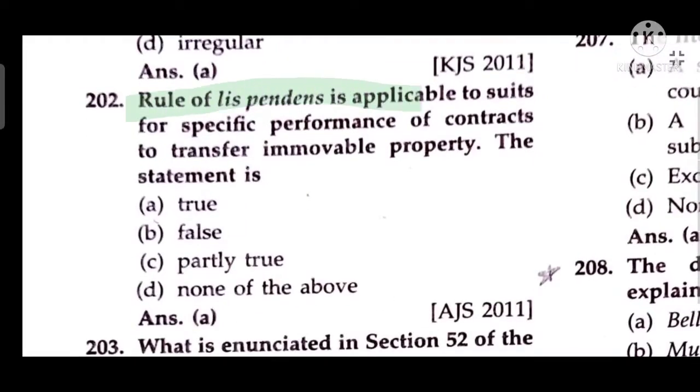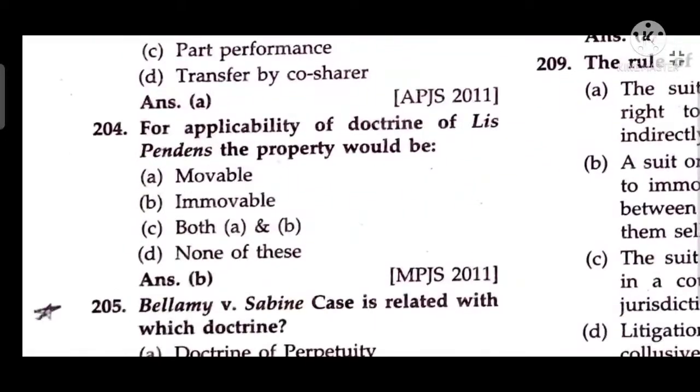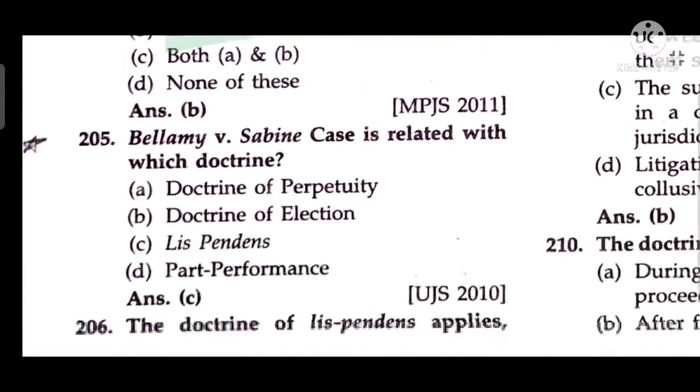The rule of lis pendens is applicable to a suit for specific performance of a contract to transfer immovable property. The statement is true. What is enunciated in Section 52 of the Transfer of Property Act? Effect of lis pendens. For applicability of the doctrine of lis pendens, the property must be immovable.